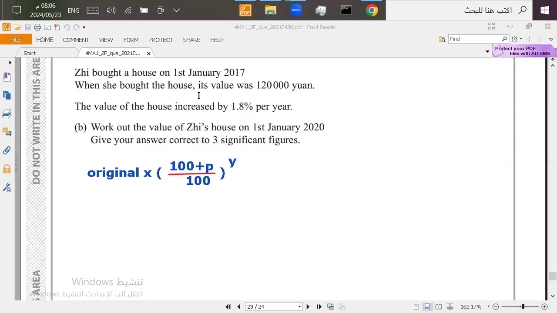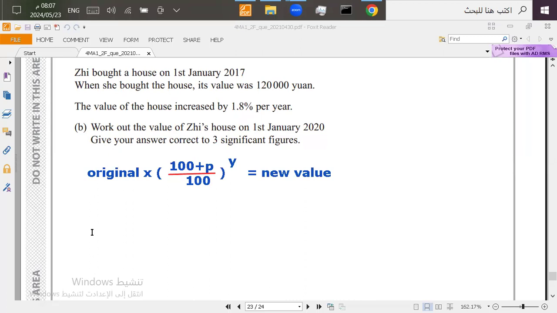Now focus. This one is compound interest because it increases every single year by 1.8. But with simple interest, it's different. You find 1 year and what happens in 1 year, and then you take the value multiplied by the number of years, and then add it to the original value. This one will give you the new value. Okay. This is the rule. It means you can use it to go in the opposite way and find the original.